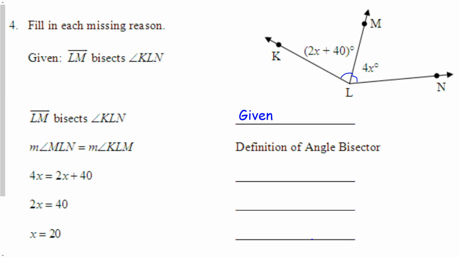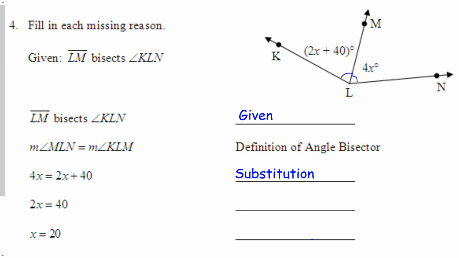So now what is the reason that we are able to write down 4x equals 2x plus 40? This would be using the substitution property of equality. I'm fine if you just write substitution. No need to do extra writing at this point.